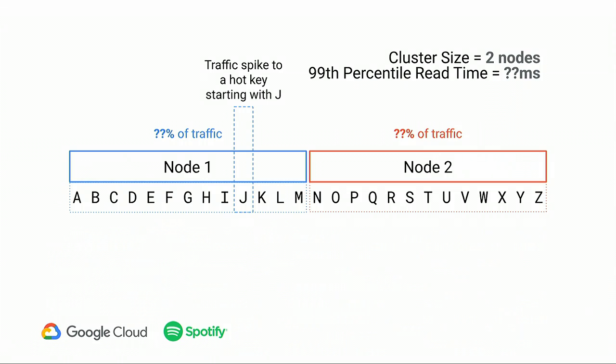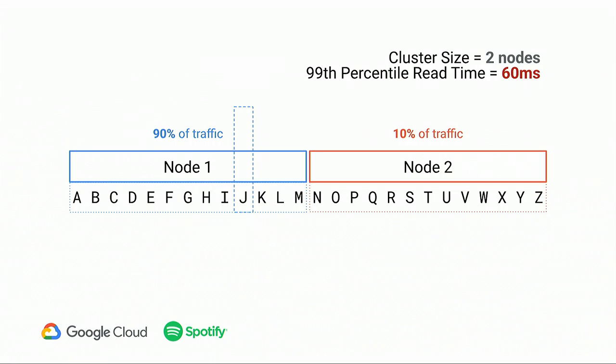So with a huge amount of new traffic coming into this one key, what's going to happen to the cluster? And more importantly, what's going to happen to our read time? If we do the math, it turns out that node 1 now gets 90% of the traffic to the cluster, and node 2 only gets 10%. Keep in mind that node 2 is still serving the same number of requests it was before.